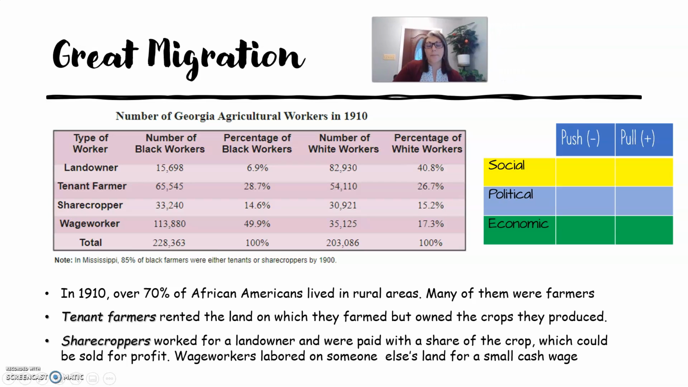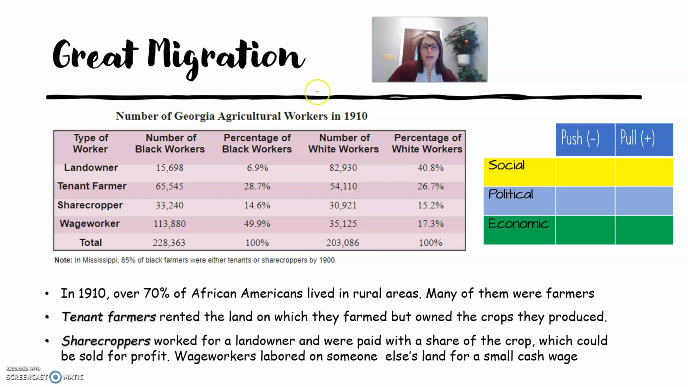So the first thing I wanted to look at was this chart. This chart is going to tell us one of these lenses, and we're also going to be looking at whether it is an example of a push or pull factor. After we're done analyzing the source, we're going to put an X into one of those columns, and that's going to give us a better idea of whether this represents a push factor or a pull factor, and what lens of history it represents as well. Then at the end, you're going to be considering it in the bigger picture and looking at those causes for the Great Migration. This one says the number of agricultural workers in Georgia.